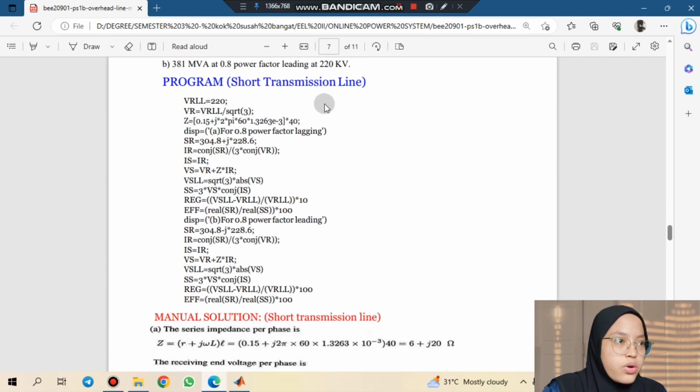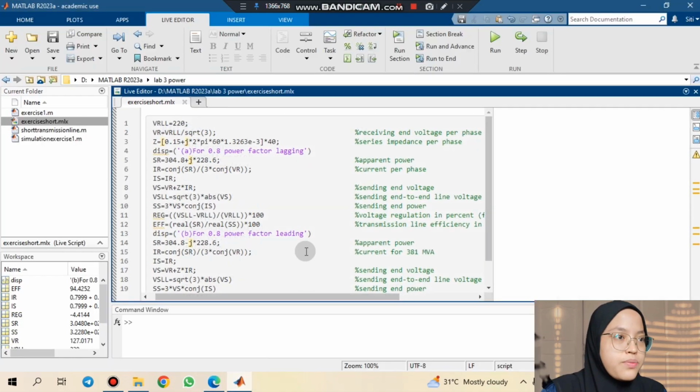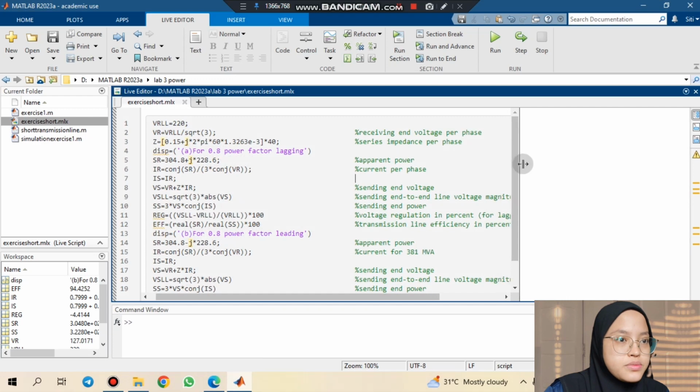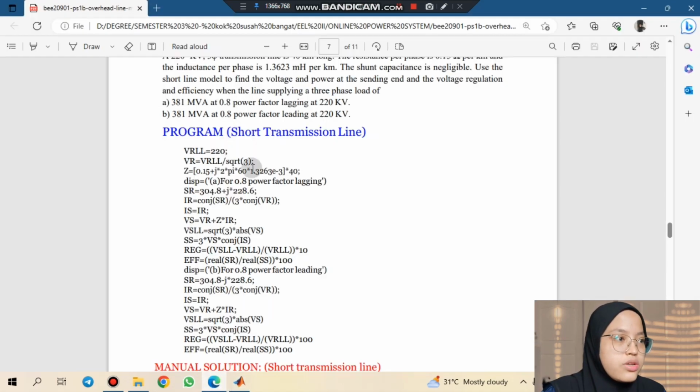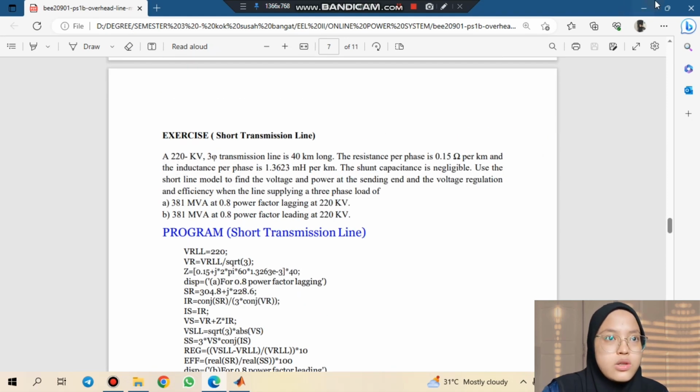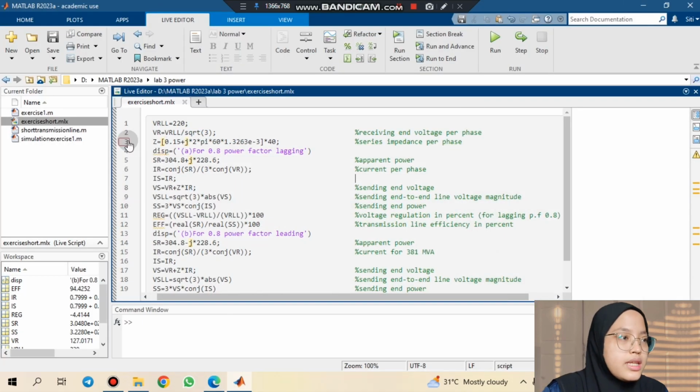So this is the program or the coding for the MATLAB. I have copied the coding and pasted it in the MATLAB. So let's take a look. The first line is VRLL, which is the 220 kilovolt. And then the second line, we need to find the receiving end voltage per phase, and then also we need to find the series impedance per phase.